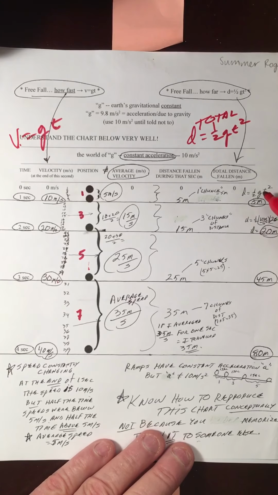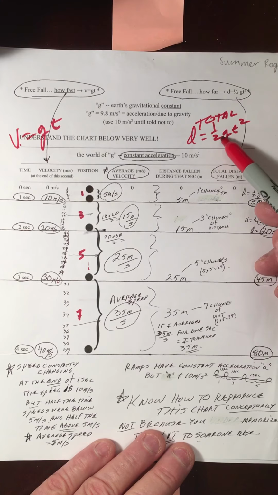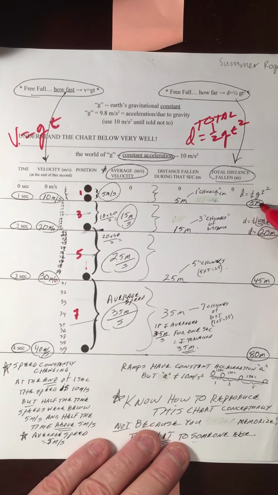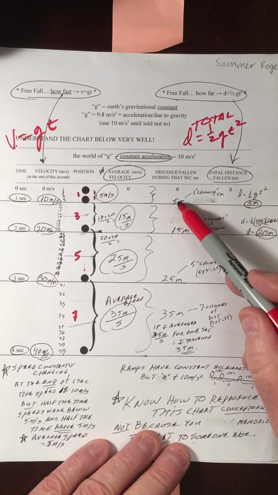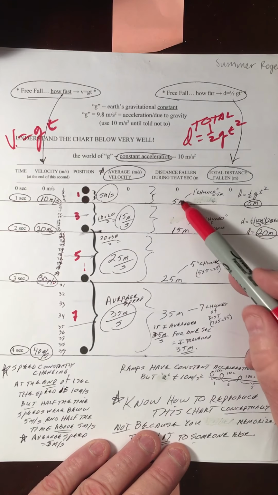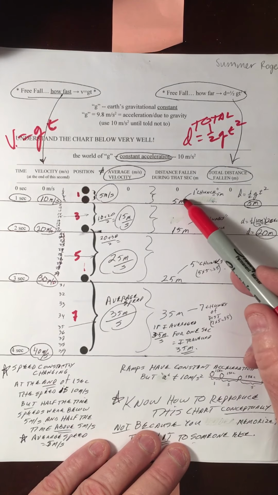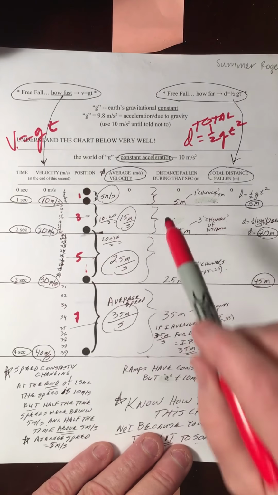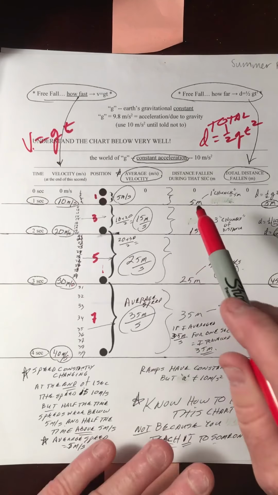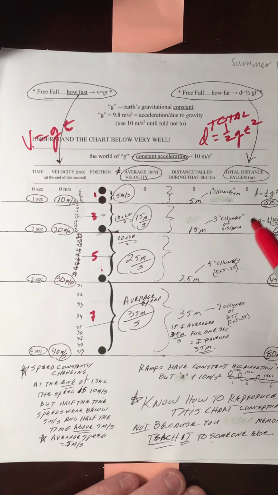Let's put in 1 second. 1 squared is 1. 1/2 g is 5. 5 times 1 is 5. The total distance would have been 5 meters. Plug in 2 seconds here. 2 squared is 4. 4 times 1/2 g gives you 20, then 45, 80. This is the total distance. What's neat is 5 is total. What's 5 plus 15? 20. What's 5 plus 15 plus 25? 45. What's 5 plus 15 plus 25 plus 35? 80. It all works. This is how you should be able to redraw this chart. And if you can redraw it on a blank piece of paper, I think you'll understand free fall.